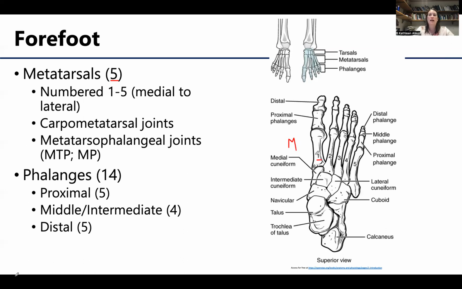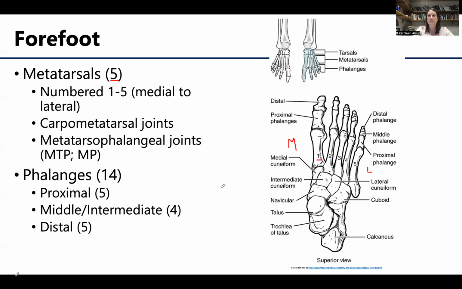And this all has to do with rotation that occurred during embryonic development as to why the foot's more medial and the hand is going to be lateral in terms of its placement. So we go from 1 to 5, medial to lateral. You'll have the tarsometatarsal joints and then the metatarsophalangeal joints here as well.